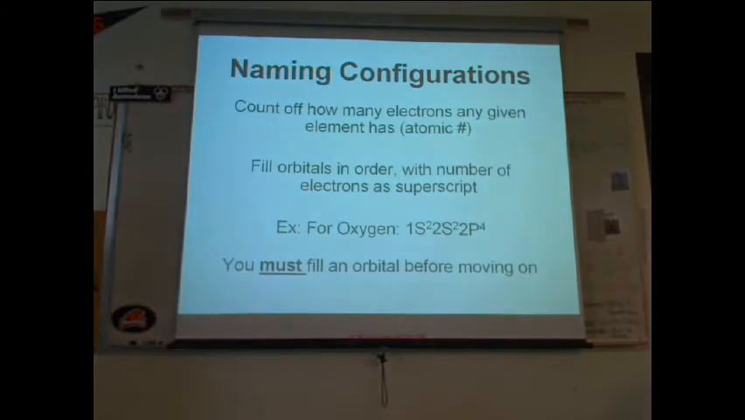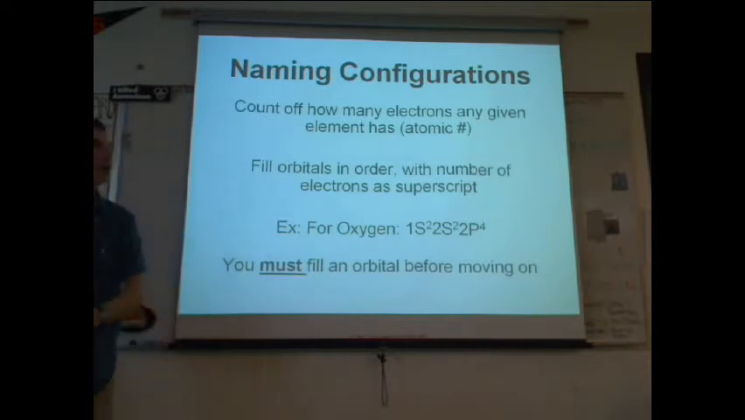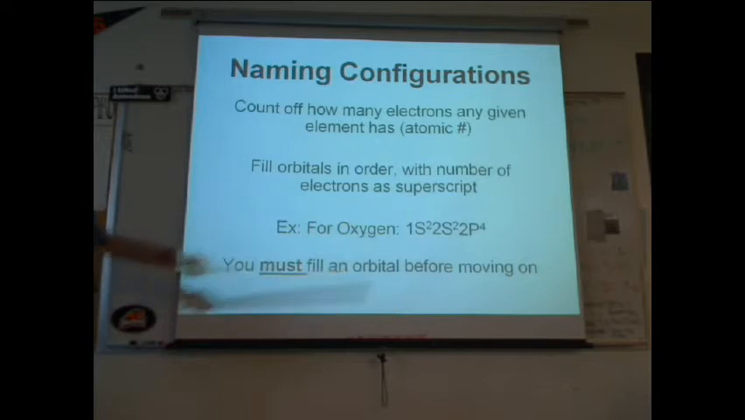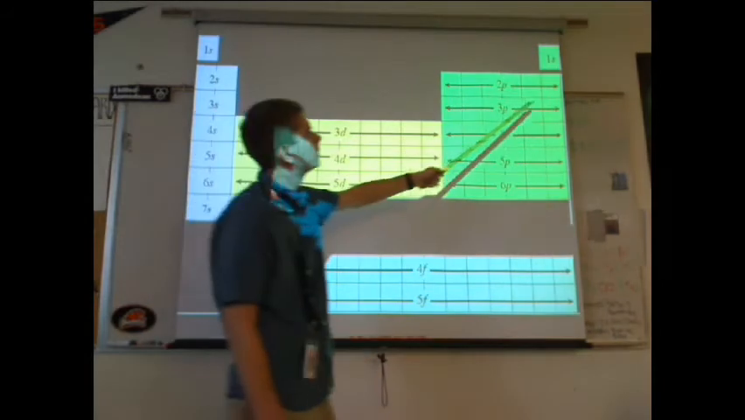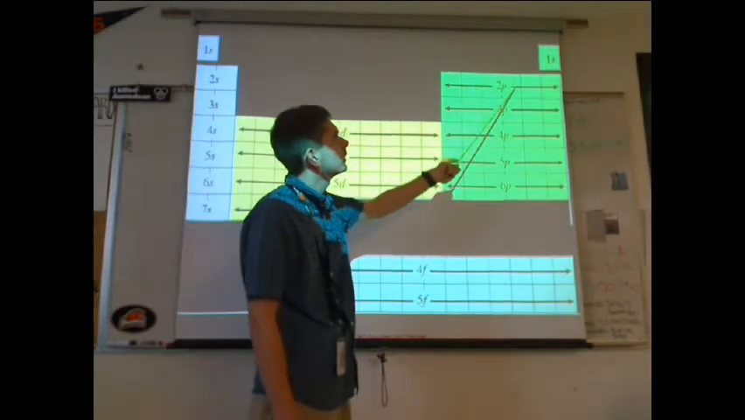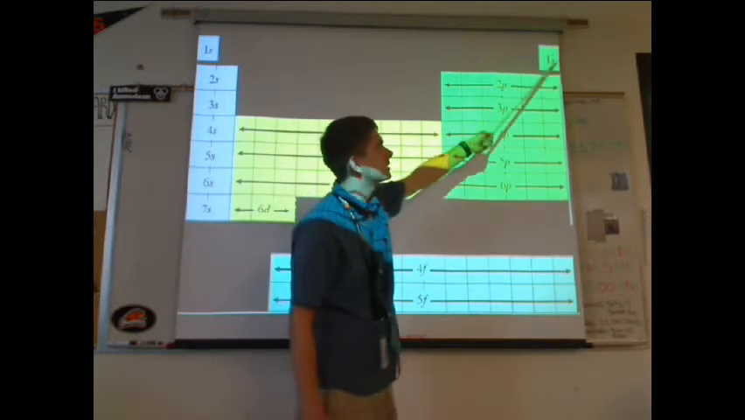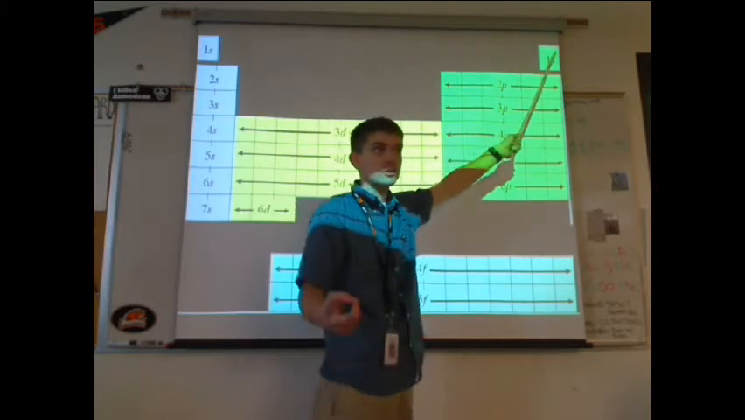Okay. So naming. Here's really where the proficiency starts. Here's what you have to do. Basically, what you're doing is you are telling how many electrons are in a given element and where they appear. So, for instance, oxygen. Let's go back and look at this. Oxygen is located right here. So, 1s, and I don't know why this is green. It should be purple. 1s2, because there's 2 electrons.